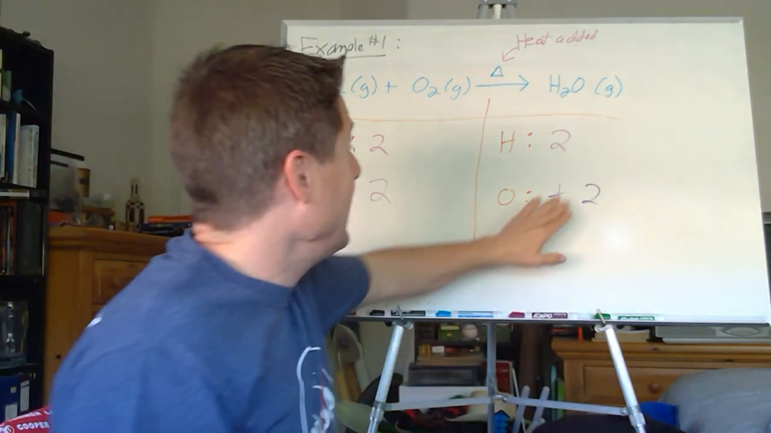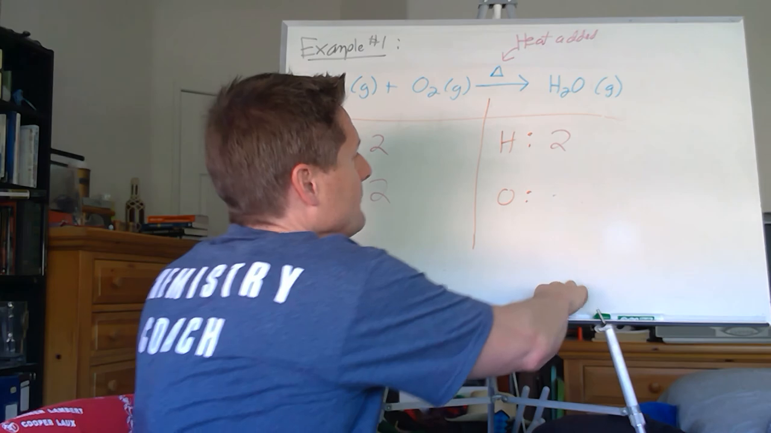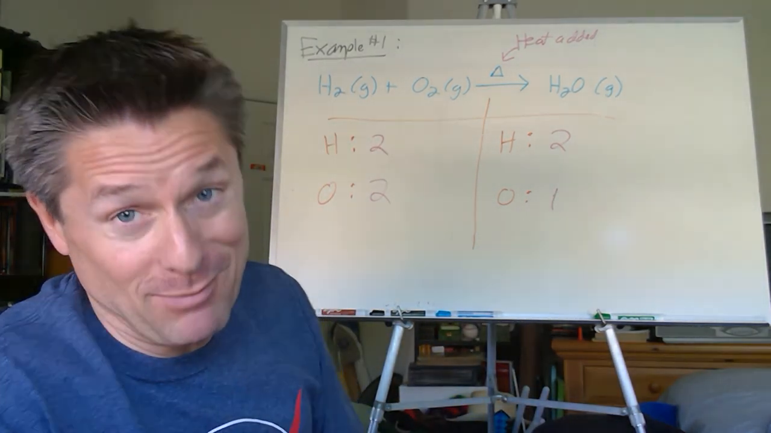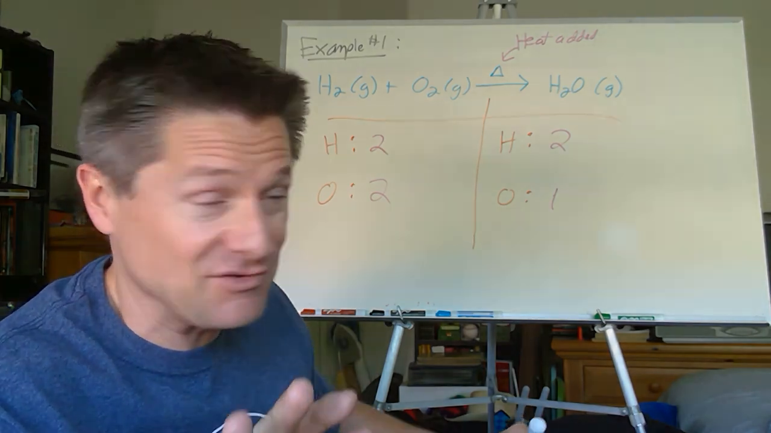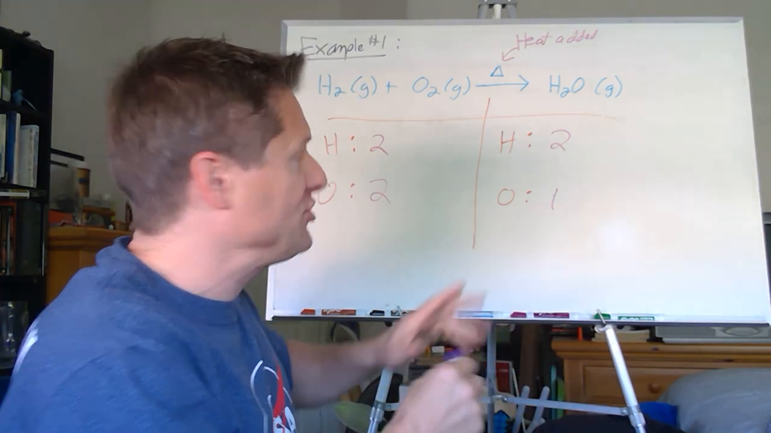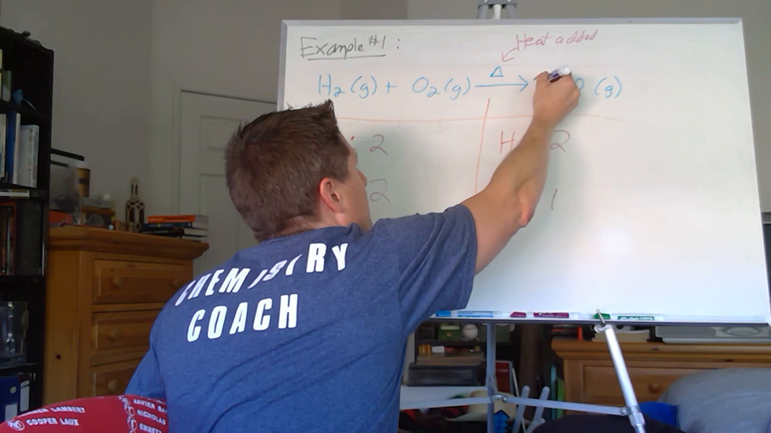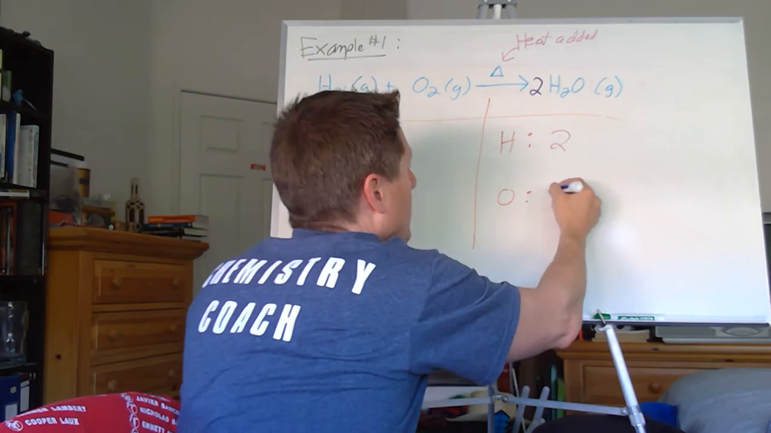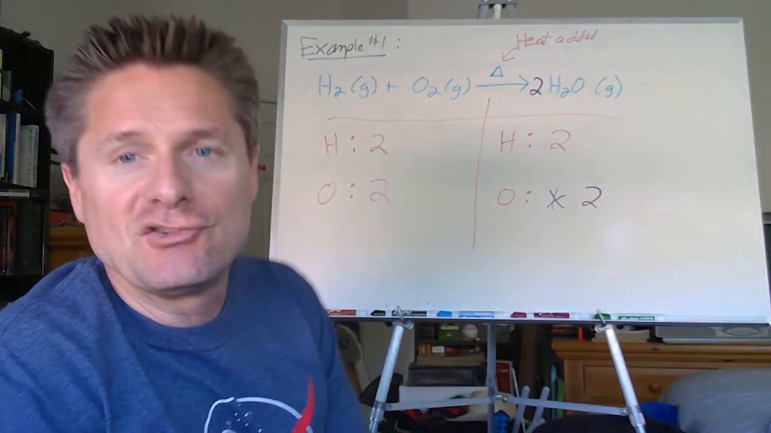Even though it did balance it, you altered the identity. Big no-no. Everybody, is that clear? Did I make that clear enough? Don't ever change the subscript. So I have to change the coefficient. I have to put a 2 out in front of the water. So now 2 times 1 is 2, and my oxygens are balanced.